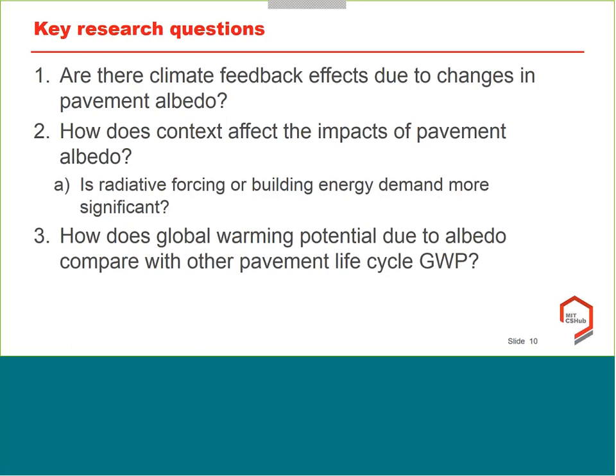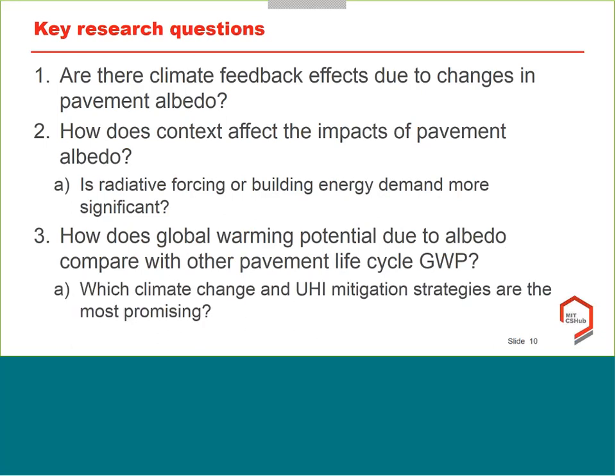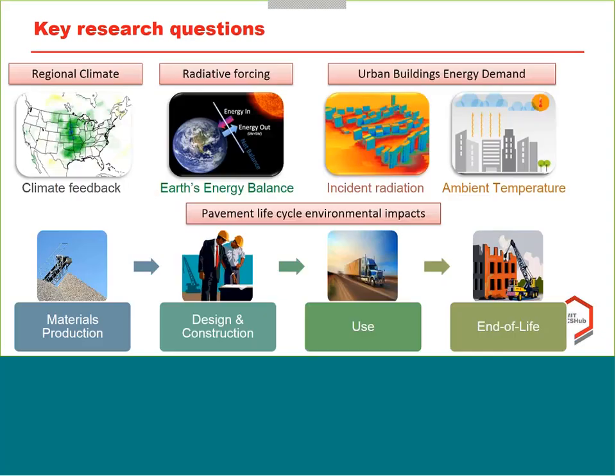And then lastly, how does the global warming potential due to albedo compare with other pavement life cycle global warming potentials? So, for example, one of the metrics we can use for life cycle environmental impacts of a pavement is global warming potential, and we can use that to look at the impact of producing the materials and then the use phase and things like that. So how does that albedo portion compare to some of those other portions? And then within that, which climate change and urban heat island mitigation strategies then become the most promising?